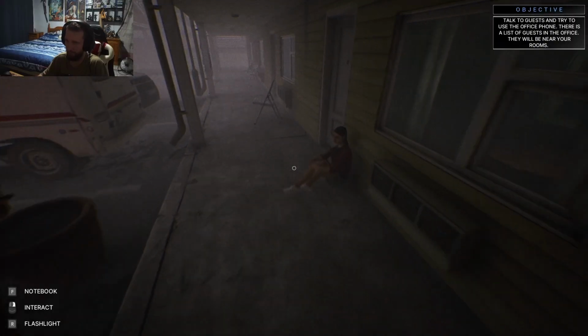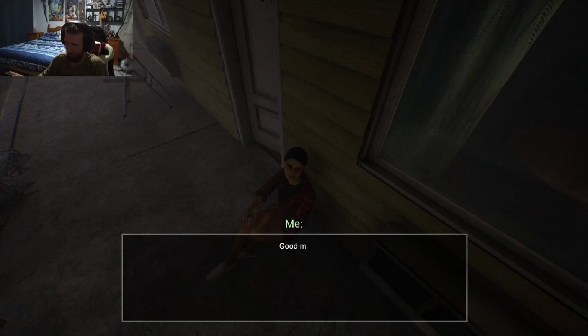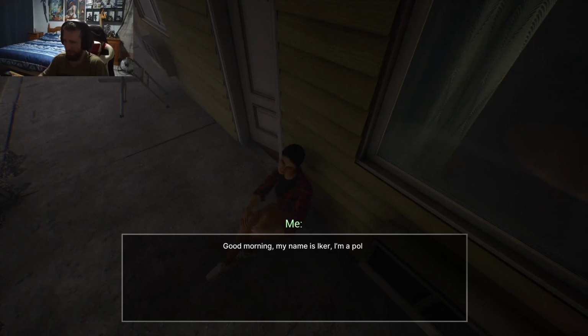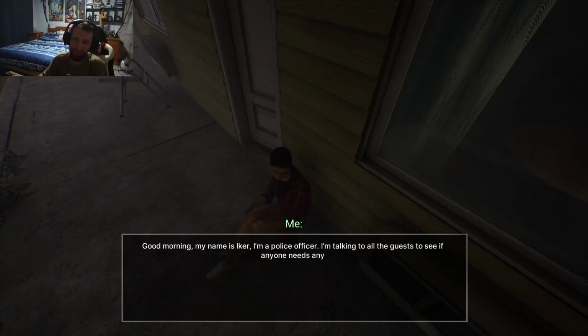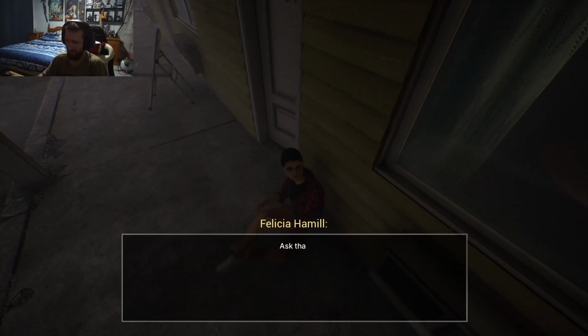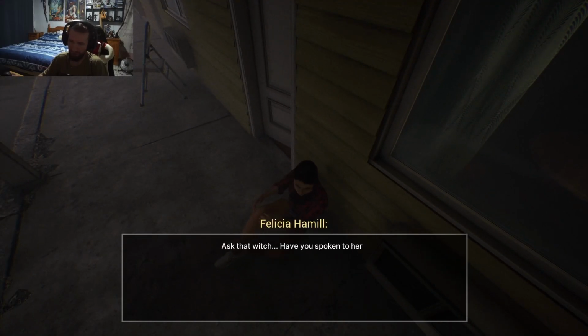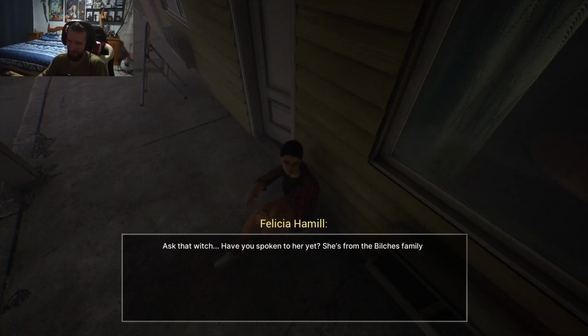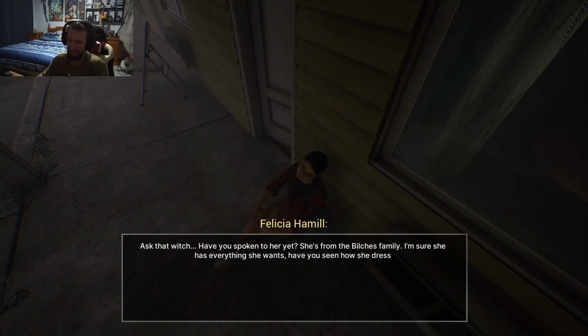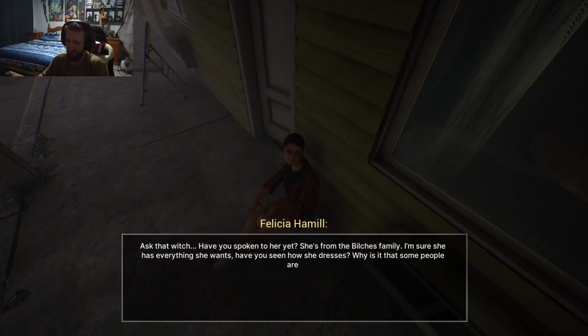Oh, there's somebody on the floor here. Hello. Good morning, my name is Iker. I'm a police officer. I'm talking to all the guests to see if anyone needs anything. Ask that witch. Have you spoken to her yet? She's from the Bleachers family. I'm sure she has everything she wants. Have you seen how she's dressed? Why is it that some people are so lucky and others are so unlucky?